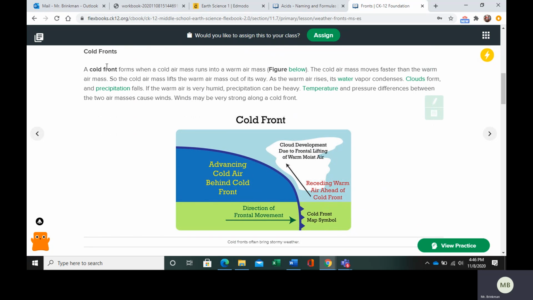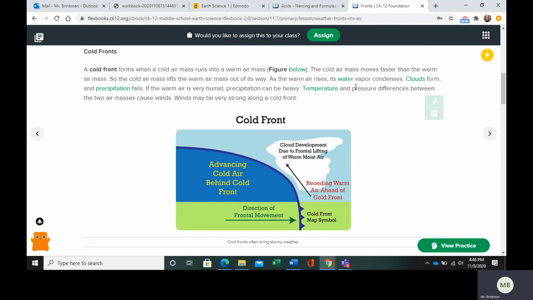So a cold front is going to form when a cold air mass runs into a warm air mass, and the cold air mass is going to move faster than the warm air mass. So because of this, the cold air mass is going to lift the warm air mass out of its way, and as the warm air rises, its water vapor is going to condense and form some clouds, and we're going to get some precipitation. So if the warm air is also humid, we're going to get heavy precipitation.